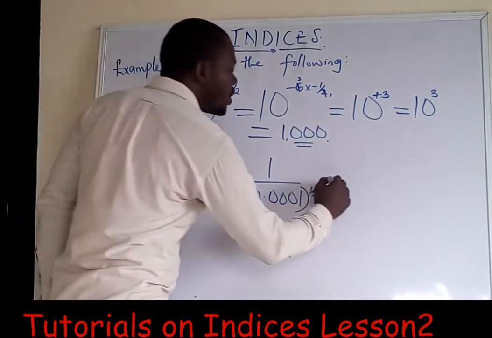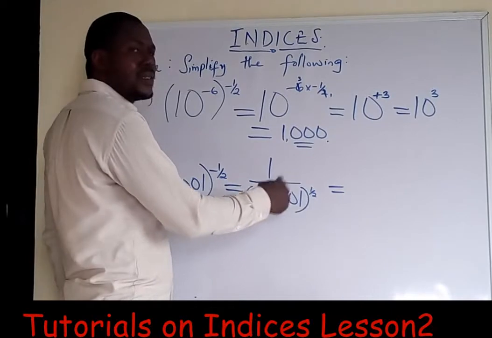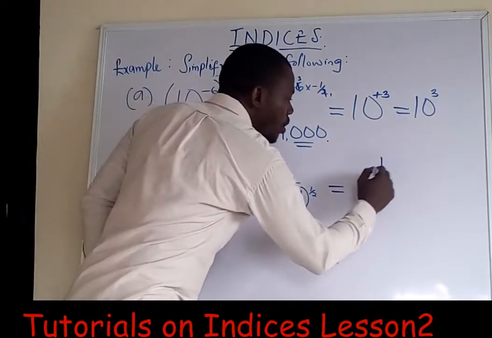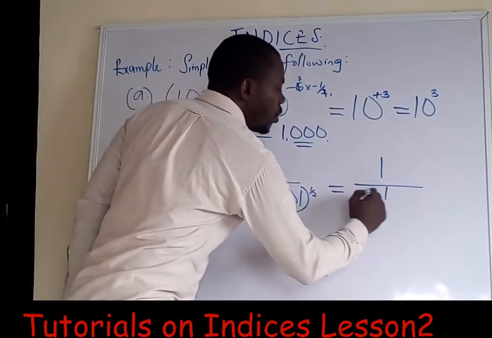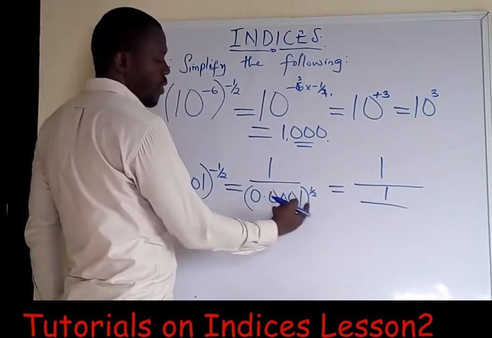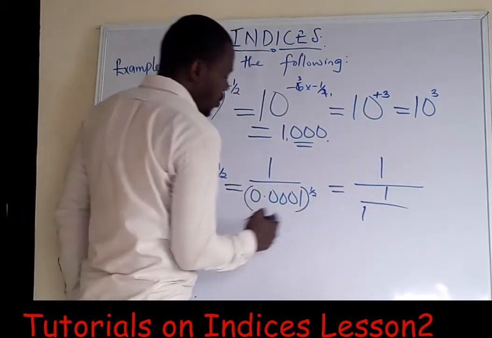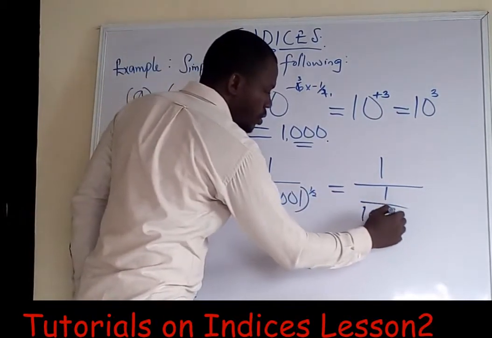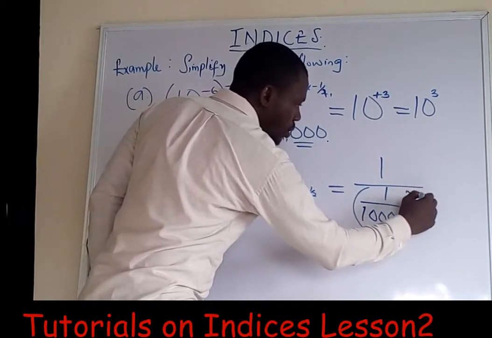So what are we going to do here? Let us change this decimal number to a fraction. So we have 1 over this one. When you change this number, we say 1 over, because the only digit here is 1, and the decimal point turns to 1. We count 1, 2, 3, 4 and put 4 zeros. So everything is raised to 1 over 2.